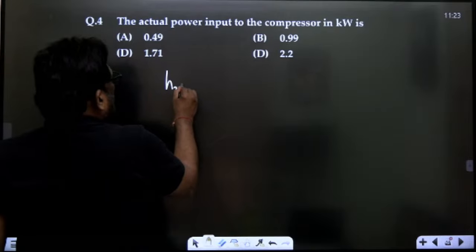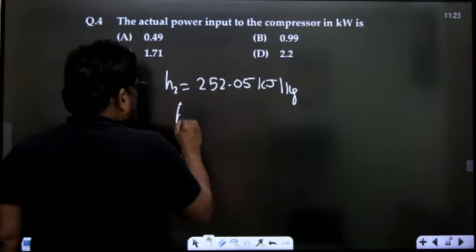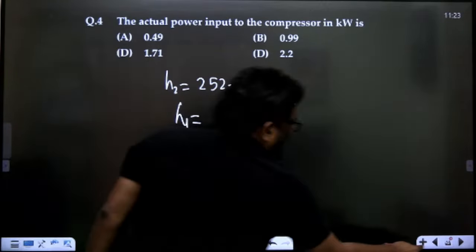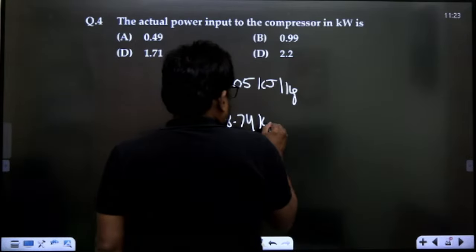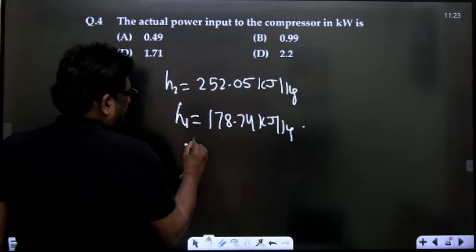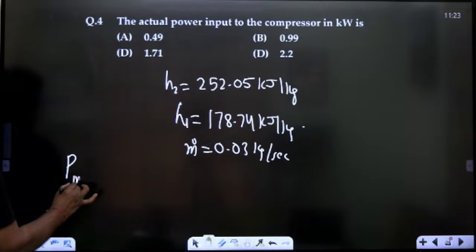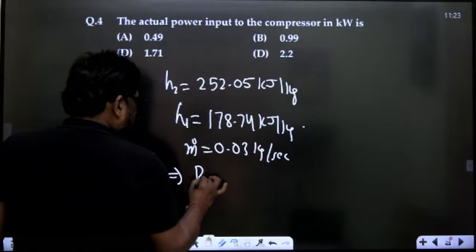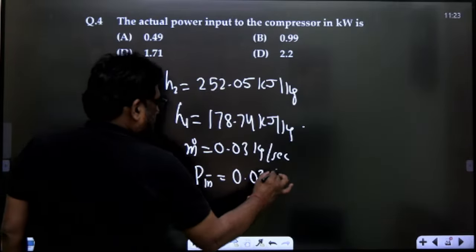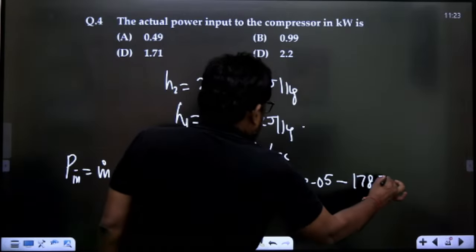So H2 is 252.05 kilojoule per kg. Already you know H1. What is H1, sir? H1 is 178.74. Now, the mass flow rate is given as 0.03 kilogram per second. Now you tell me what is the power input? The power input is m dot into H2 minus H1. So therefore, the power input is m dot 0.03 into H2, 252.05 minus H1, 178.74.